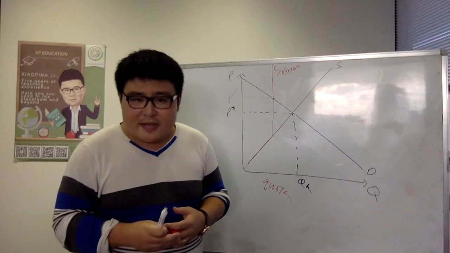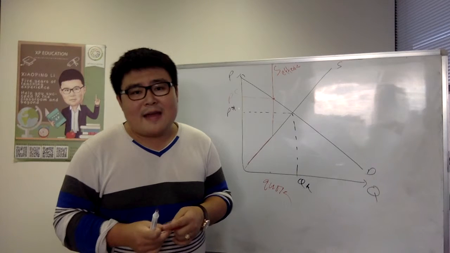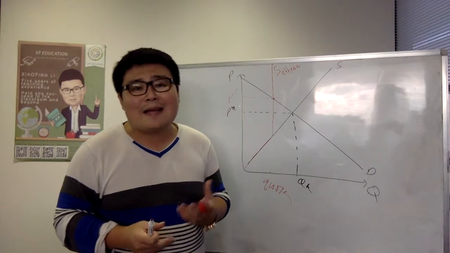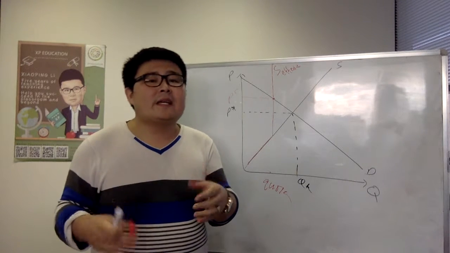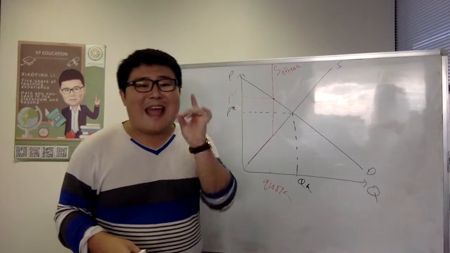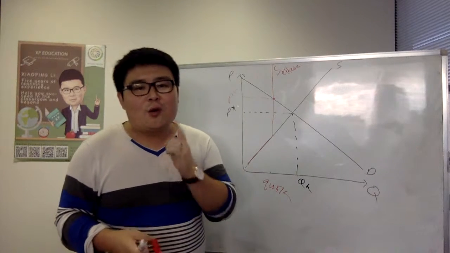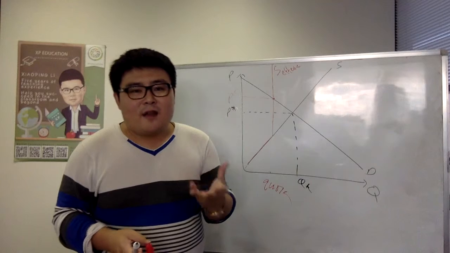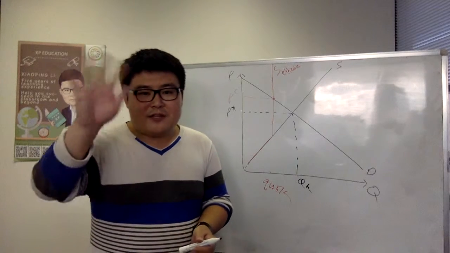In our next video, I will go through the welfare analysis, showing exactly why, if the market is in equilibrium, any government intervention will lead to some sort of a welfare loss.